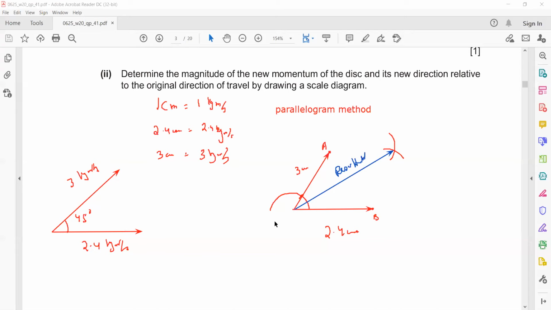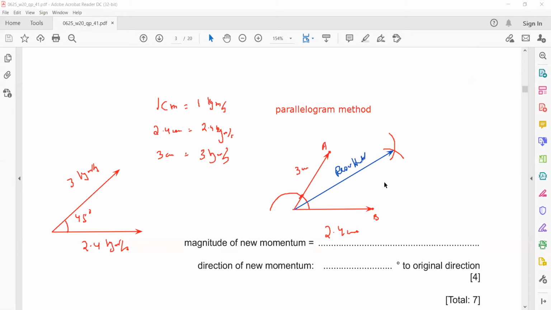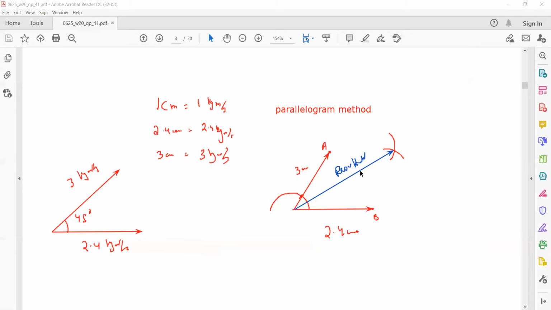How will we know the magnitude of the resultant? The term magnitude means value. So you have to measure the length of this diagonal using a ruler. It can be any specific length. For example, if it is 5 centimeter, and we know the scale is 1 centimeter to 1 kilogram meter per second, then 5 centimeter means the resultant is actually 5 kilogram meter per second.